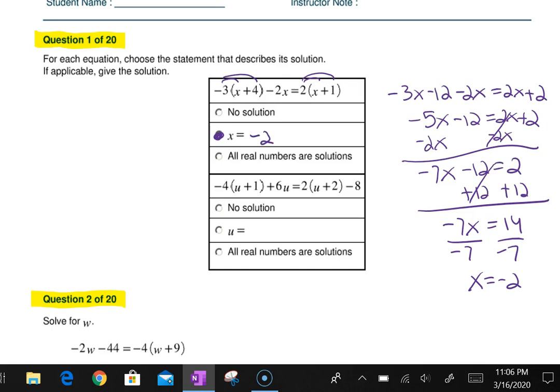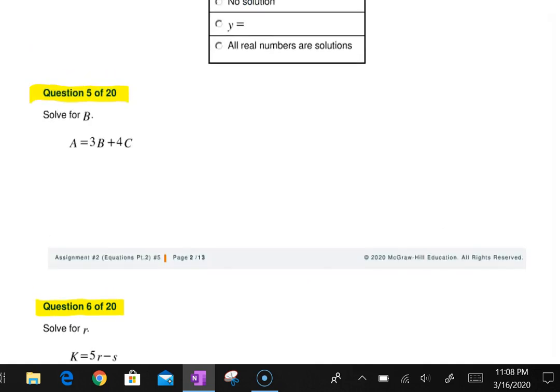So you're going to do the same thing for problems like this. You're going to distribute, solve, but remember, if you get something where the x goes away and what you're left with is false, you're going to say no solution. And if you work and the x goes away and what you end up with is true, then you're going to say all real numbers. Here to see what kind of different problems you're going to have to deal with.